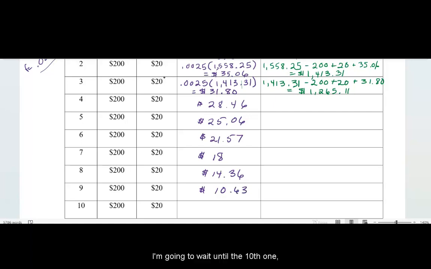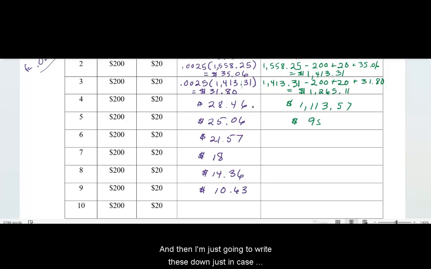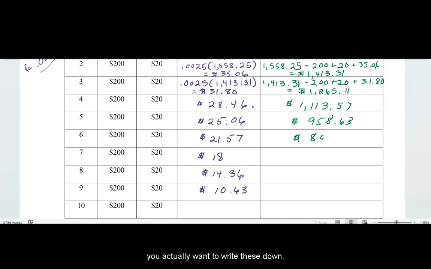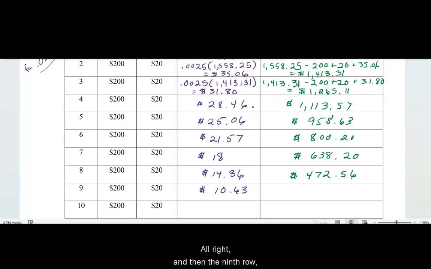And then I'm not done. I'm going to wait until the 10th row. Here for my new balances, I got $1,113.57. And then I'm just going to write these down just in case you actually want to write these down and keep practicing. Nothing changes. That's why I didn't want to keep going and waste your time. All right, and then the ninth row, we end at $303.19.